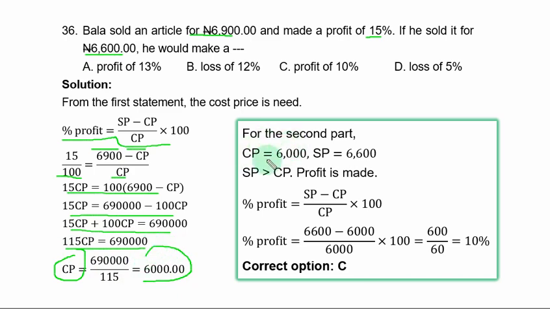For the second part, the cost price is 6,000, selling price is 6,600. Selling price is greater than cost price, therefore profit is made. You use the same percentage profit formula. If you replace the selling price and cost price and simplify and divide, you have 10% profit. C is the correct option.